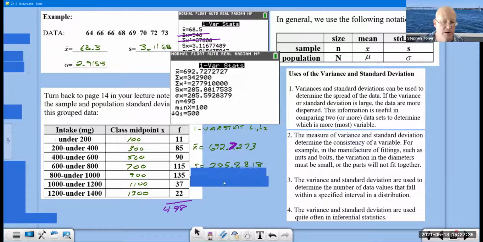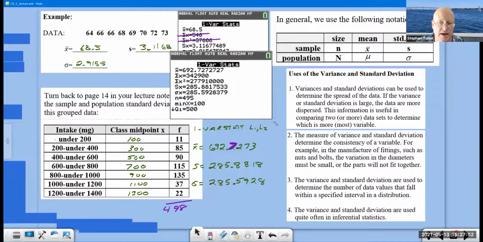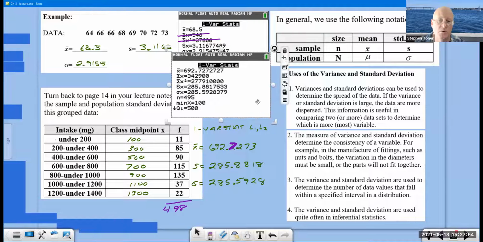And then when we move on to our sample standard deviation, 285.8818, that is a match. And my population standard deviation ending in 5928, that matches perfectly also. So you can see that you have to be careful when you are typing these numbers in, because one little typo can mess up the whole calculation. So I think the lesson is learned here.